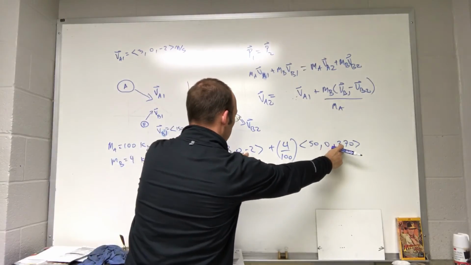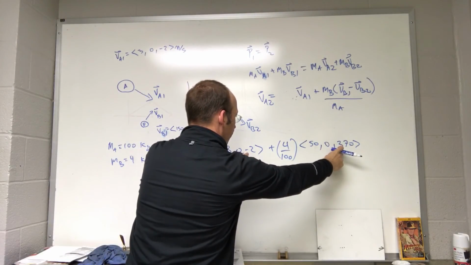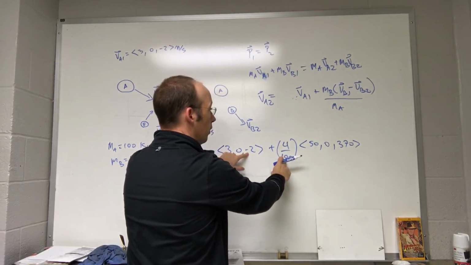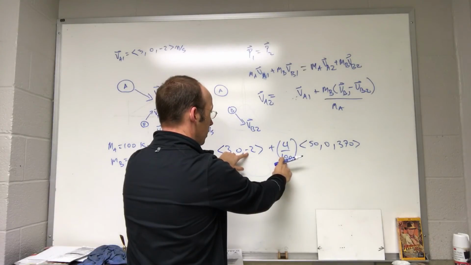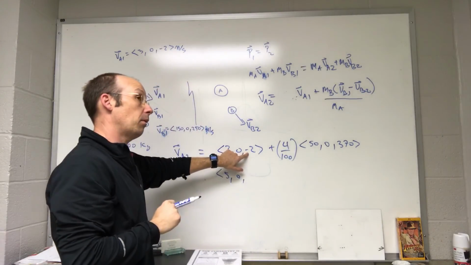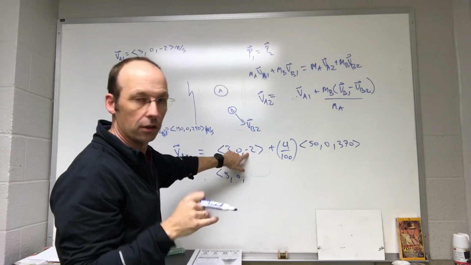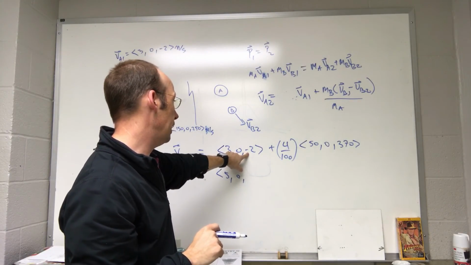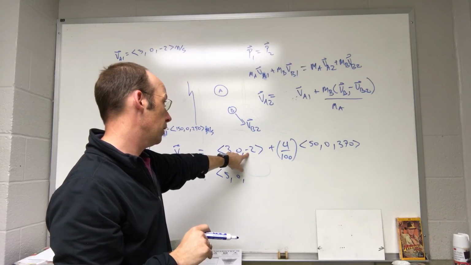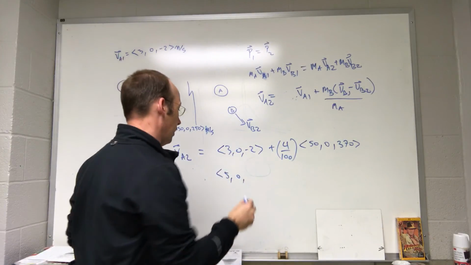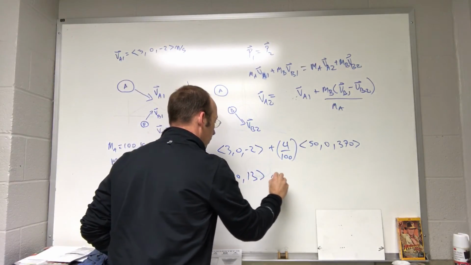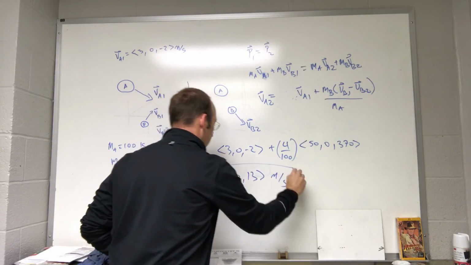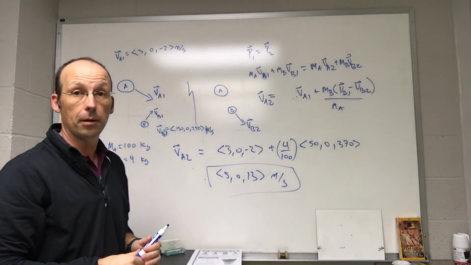Then I'm going to get negative 2 plus 370 divided by 100, 3.7, times 4, is going to be what? 15-ish. 15. So plus negative 2, it's going to be, I'm going to say 13, approximately. So that's my final velocity for the space junk. Momentum is conserved.